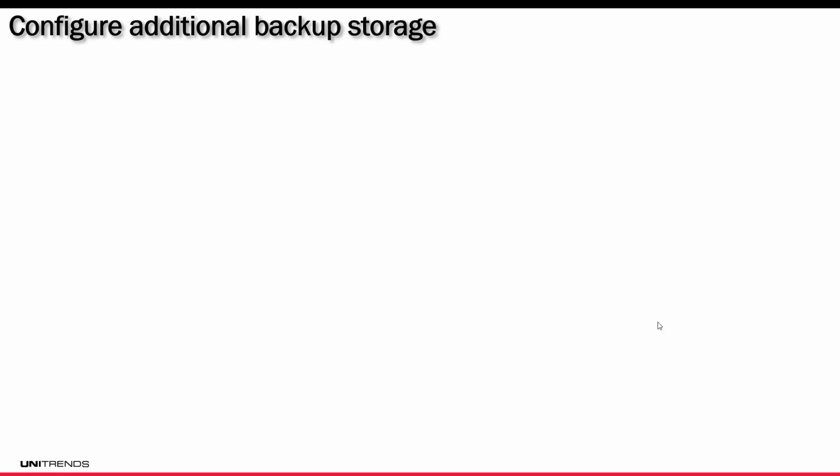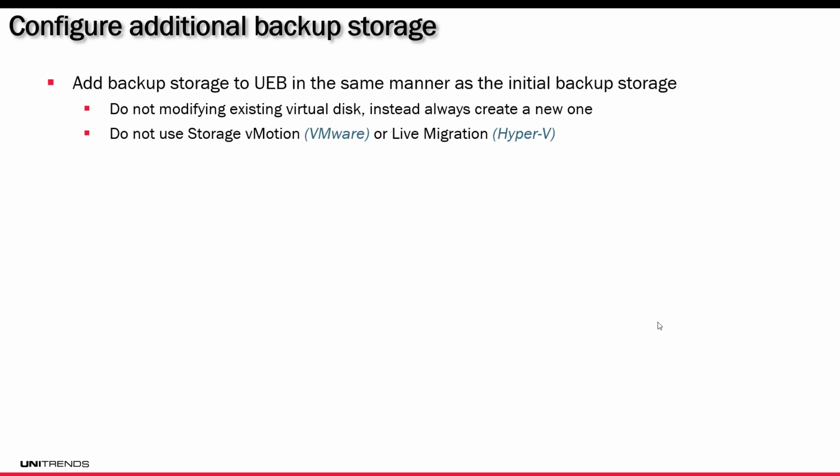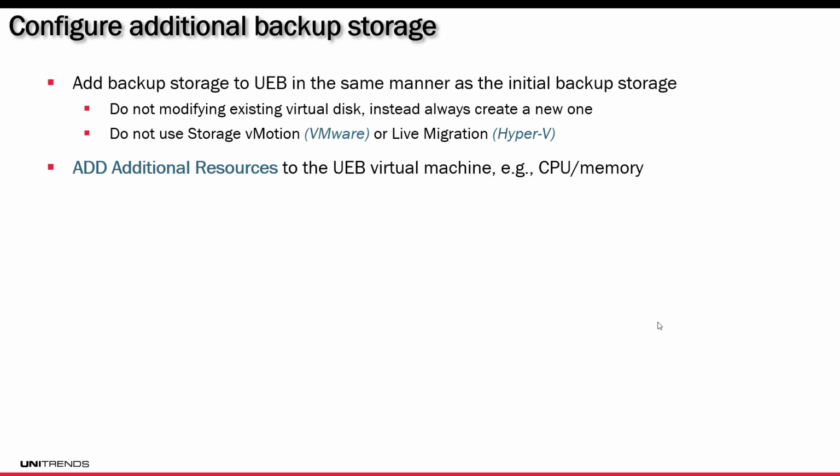Now, when we talk about configuring additional backup storage, we can add backup storage to UEB in the same manner as the initial backup storage. Very important: do not modify the existing virtual disk. Instead, you always want to create a new disk. Don't go in and make one bigger. Add a new disk every time. All right? And don't use storage vMotion for VMware or live migration for Hyper-V. You just want to add the disk to the virtual host and let it go through its normal configuration.